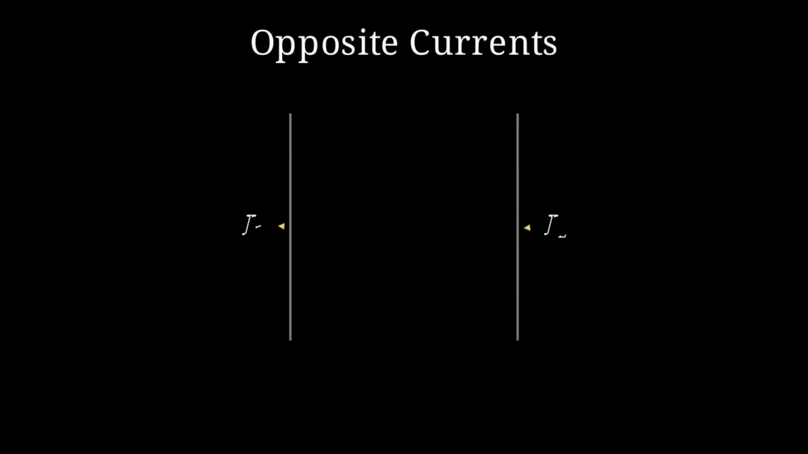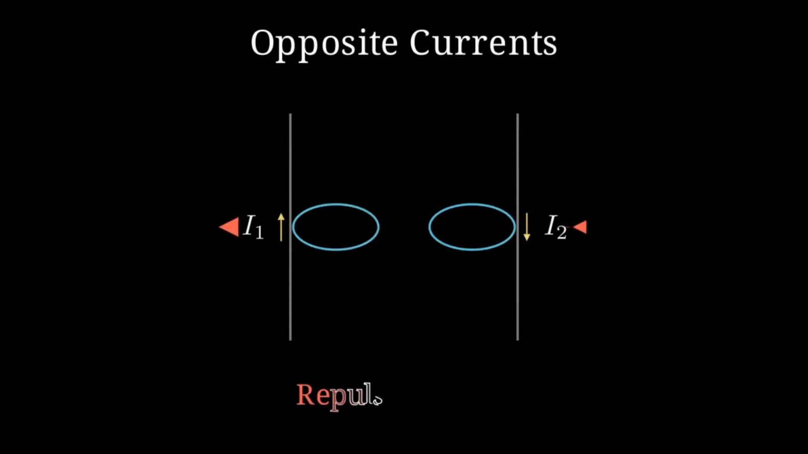What happens if the currents flow in opposite directions? If we reverse the current in one wire, the direction of the magnetic force also reverses. In this case, the wires will repel each other, pushing apart with equal magnitude.